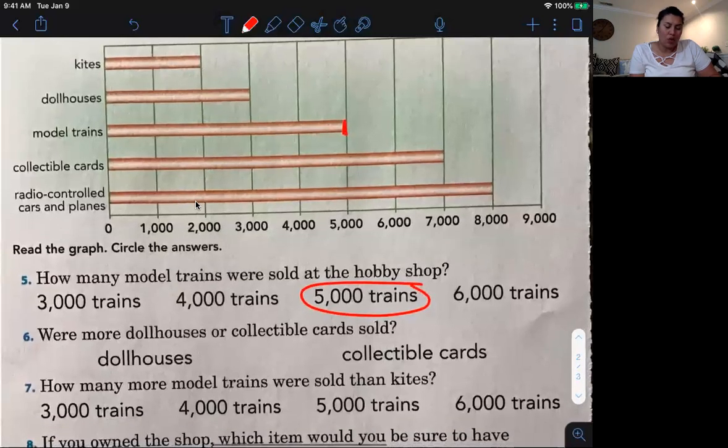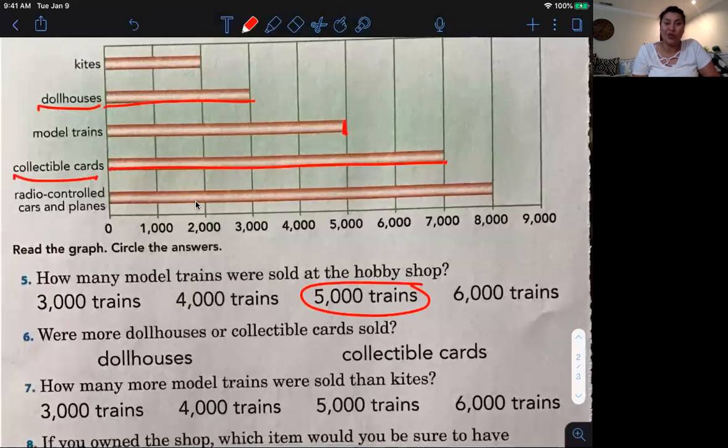Michael, were more doll houses or collectible cards sold? Let's look at doll houses and let's look at collectible cards. Well, just looking at the bar, which one's longer?